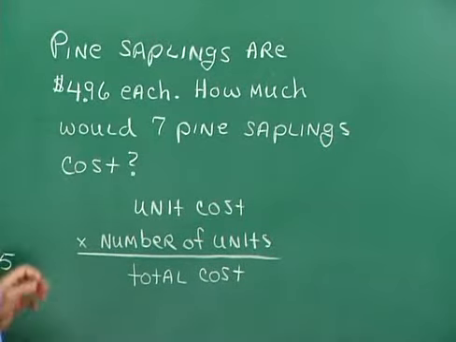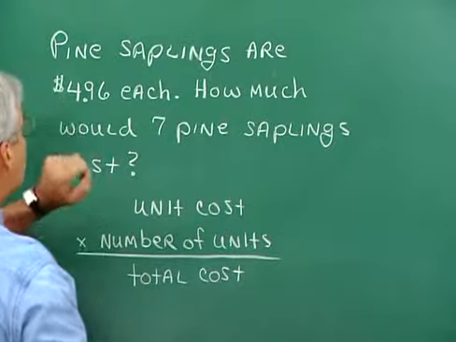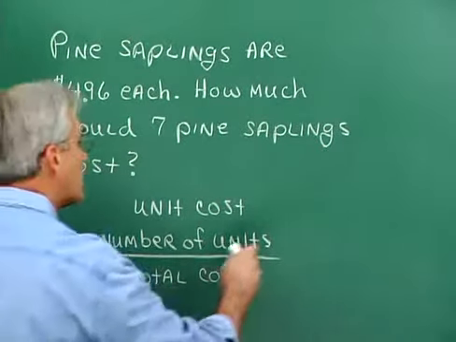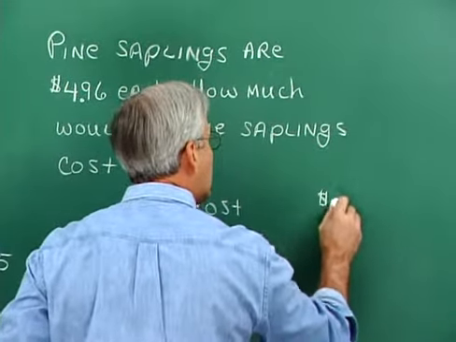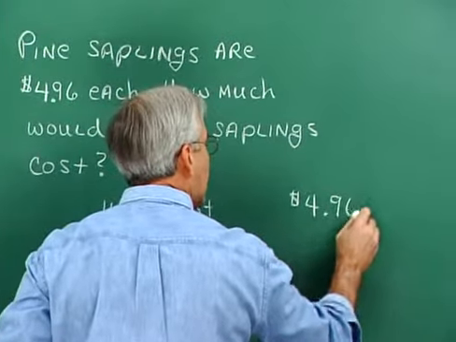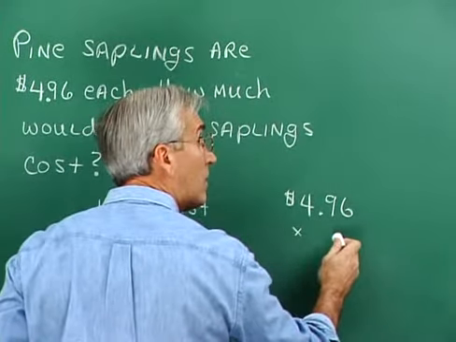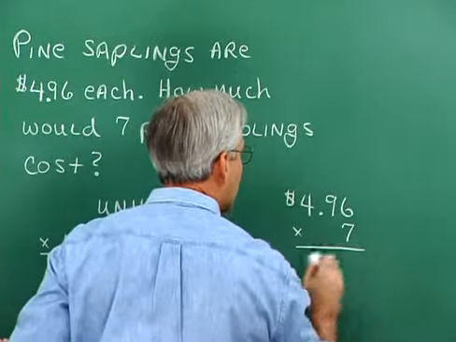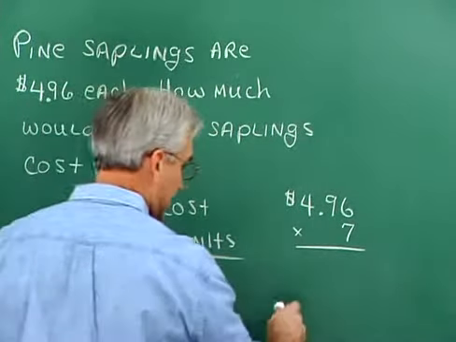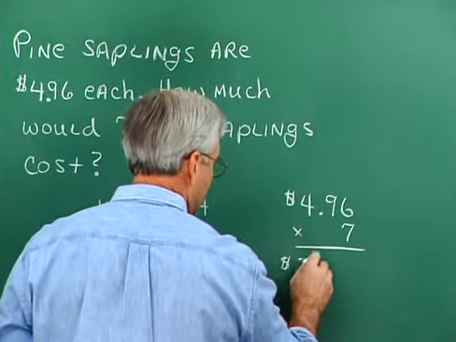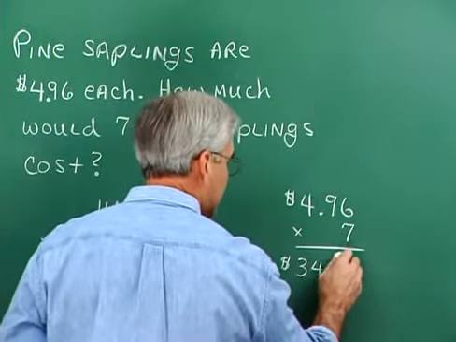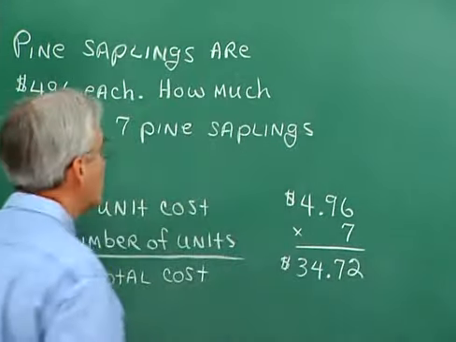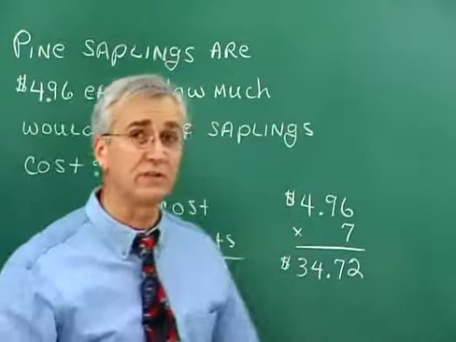We're talking about a unit cost per tree of $4.96. So we take $4.96 and multiply times the number of items that cost that much that we're buying. So we're multiplying by 7, and we find that to be $34.72 as the total cost of the little trees.